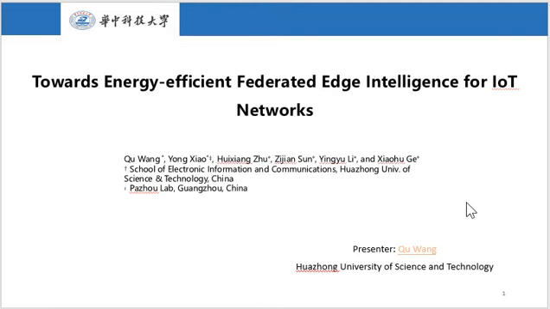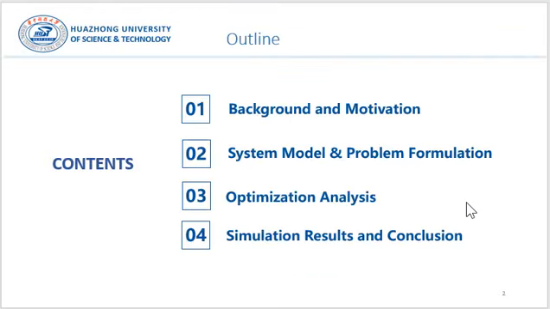Today, I would like to present my paper, Toward Energy-Efficient Federated Edge Intelligence for IoT Networks. My presentation will cover the following four aspects. First, I will introduce the background and motivation of my research. Second is the system model and problem formulations. Then I will describe problem optimization analysis in my research. And last is the simulation results and conclusion about my whole work.